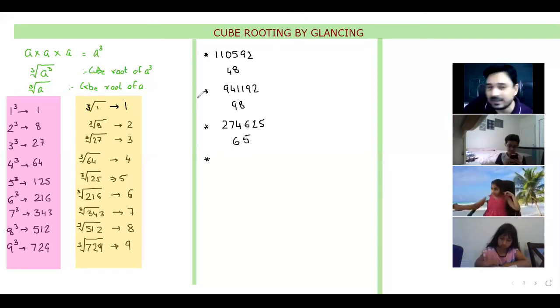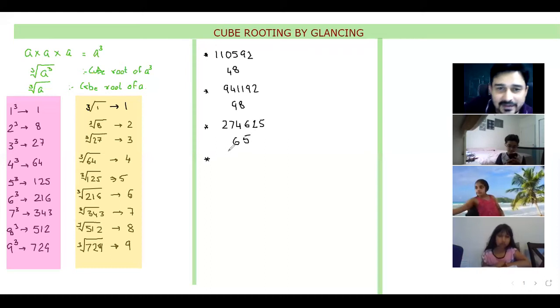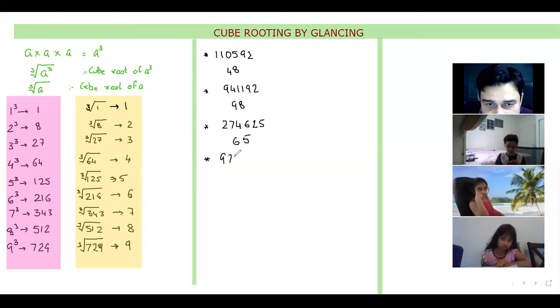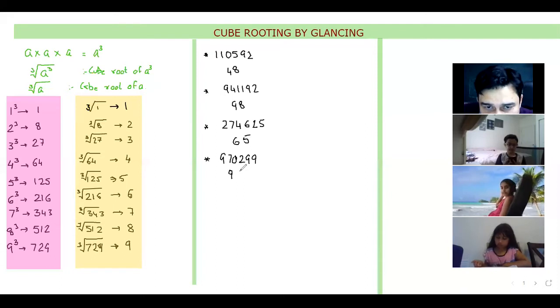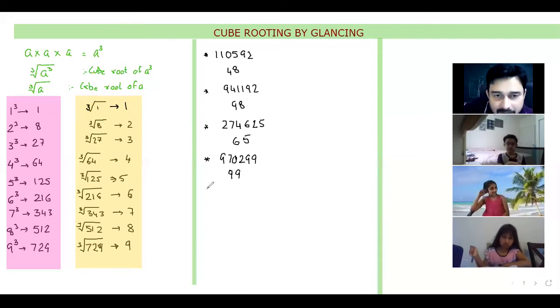Okay. Cube is 970299. This is 99. How? Yes, next.